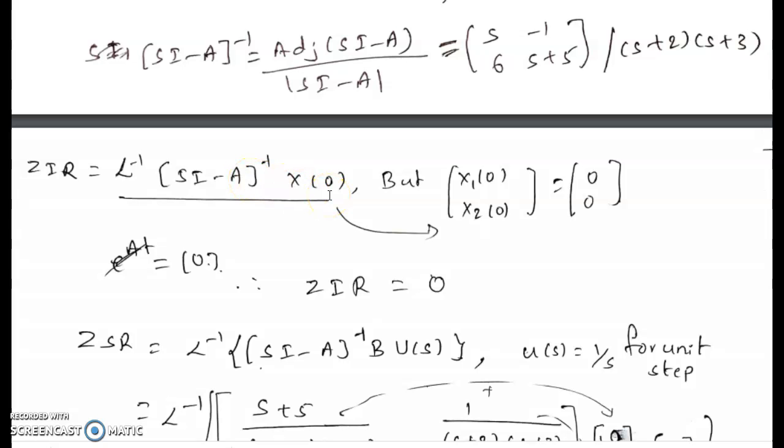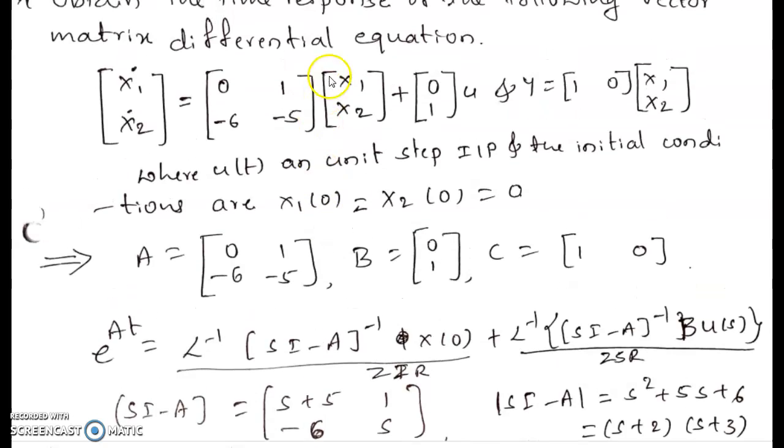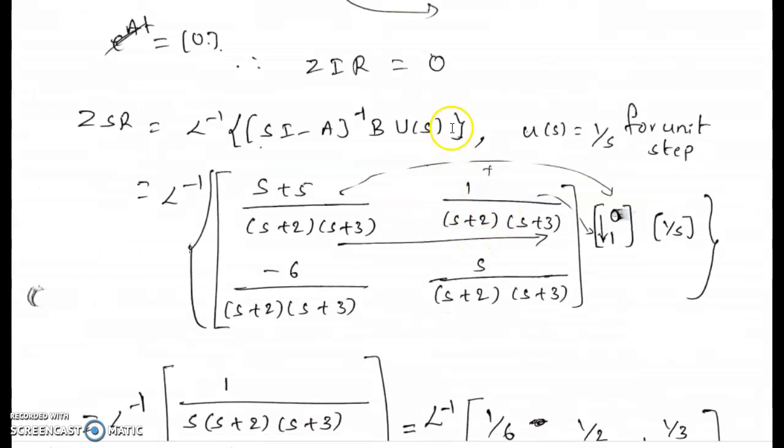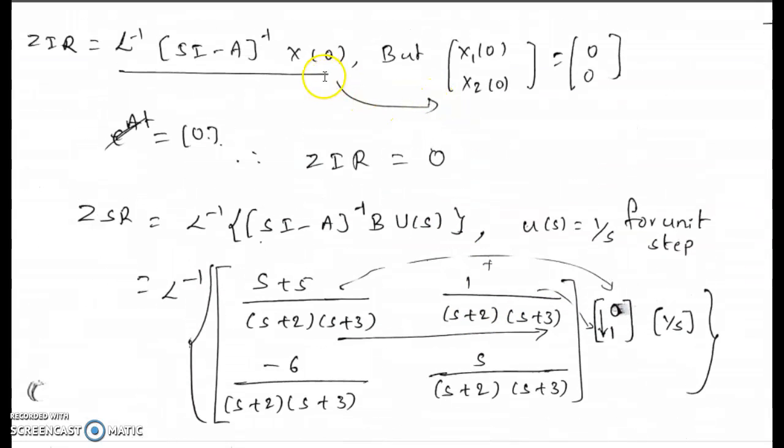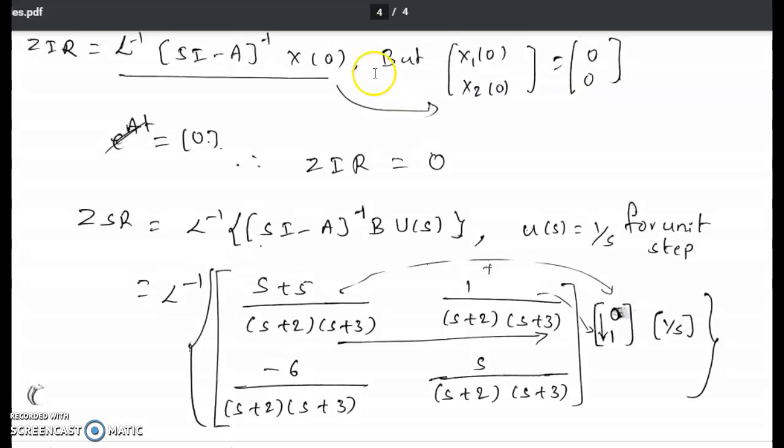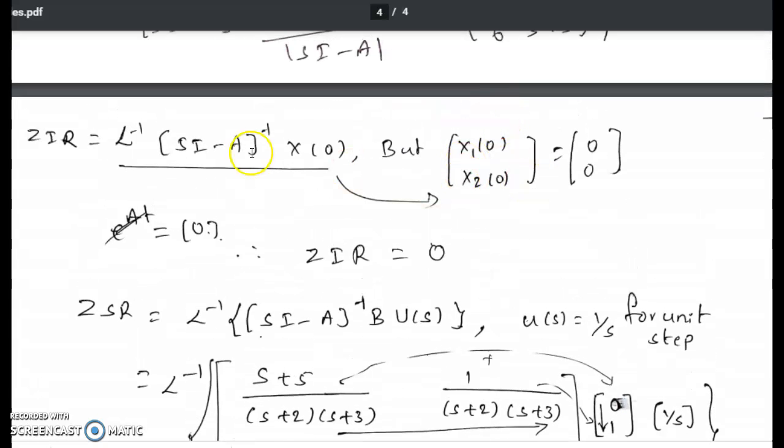Here there are two terms. What is x of 0? Here x1 and x2 are there, so x1 of 0 and x2 of 0 are equal to 0, as given. So x of 0 means x1 of 0, x2 of 0. So the Laplace inverse of (sI minus A) inverse multiplied by x of 0 gives 0 only. So in the ZIR, the full equation you will get is the 0 term.